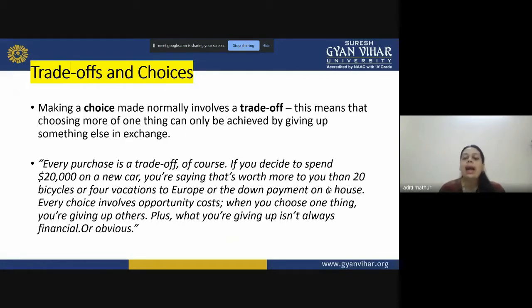Plus, what you give up isn't always financial or obvious. Not everything is financial. There are things related to your emotions also, related to your feelings. So if you are buying a new car, you are actually losing not only the 4 vacations, but maybe the quality family time which you would have enjoyed 4 times in those vacations, right? So it's not always associated with finance; non-financial things are also associated with the opportunities which you are losing, so that you can choose the alternative which you think is the best one for you.